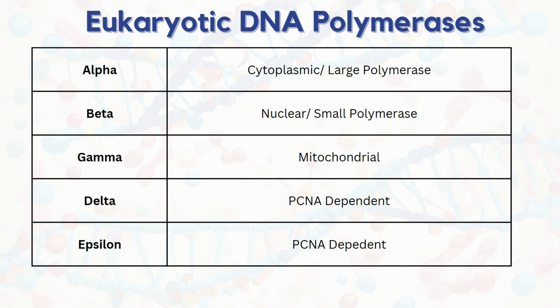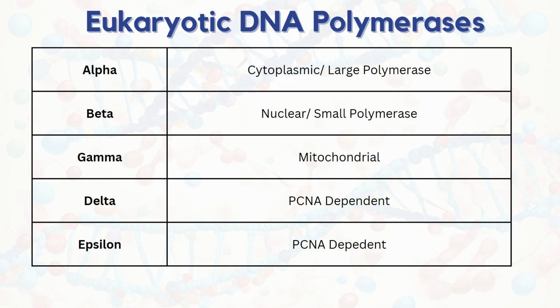Eukaryotes, for example yeast, rats, and human tumor cells, are found to contain the following types of DNA polymerases. DNA polymerase alpha is a high molecular weight enzyme and is called cytoplasmic polymerase or large polymerase. It is found in the nucleus and cytoplasm. DNA polymerase beta is also called nuclear polymerase or small polymerase and is found only in vertebrates. DNA polymerase gamma is called mitochondrial polymerase and is encoded in the nucleus.